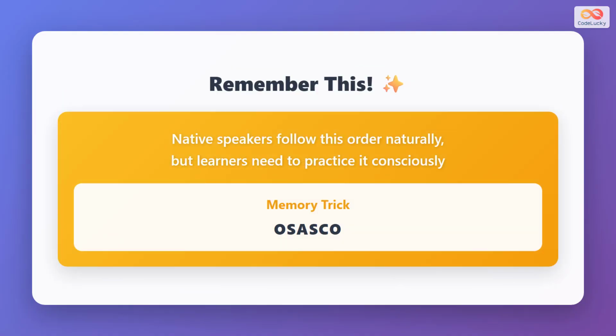Remember this important point. Native speakers follow this order naturally without thinking about it, but as learners, we need to practice it consciously until it becomes automatic. Here's a memory trick to help you remember. OSASCO: opinion, size, age, shape, color, origin. Practice using this order, and soon it will feel natural to you too.